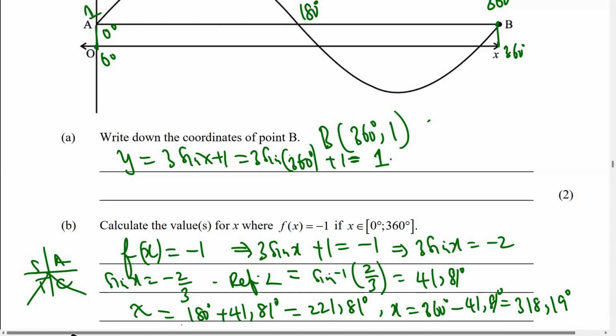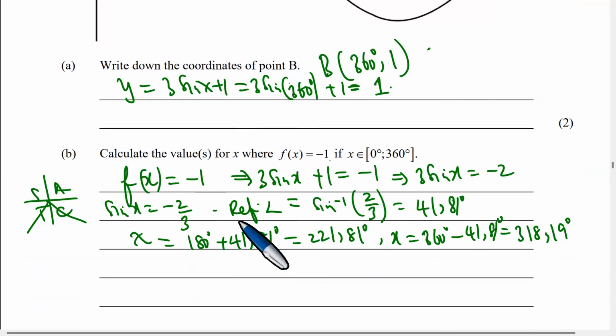Obviously, we're asked to calculate the values of x for which this is minus 1, so there are two values. We can say that x is an element of the set 221,81 degrees and 318,19 degrees.